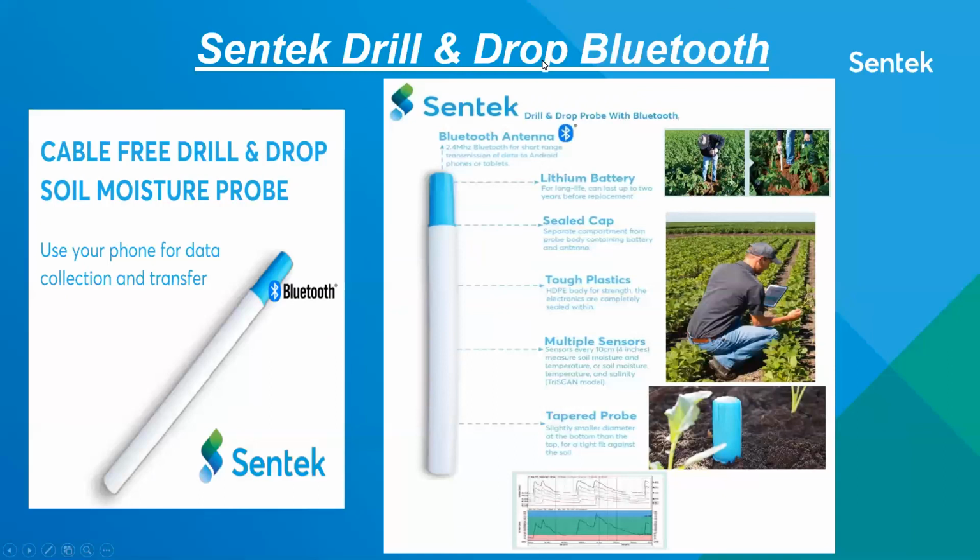And here's an example of the Bluetooth probe. This is very practical, I would say, a lot of the time for dryland farming and vegetable growers that are in close contact with the field frequently. The probe will continuously log the data, and all it needs is an AA battery and a smartphone app.